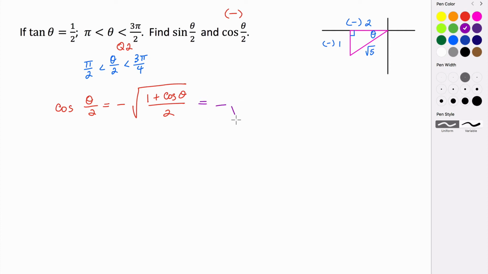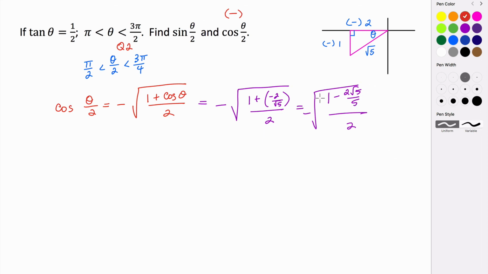So this is going to be minus the square root of 1 plus the cosine, which is negative 2 over rad 5. So negative 2 over the square root of 5, all divided by 2. This is going to be subtraction, and then we can rationalize by multiplying by rad 5. So it's going to be 1 minus 2 rad 5 over 5, all divided by 2. And again, this is negative because the cosine is negative in this quadrant.